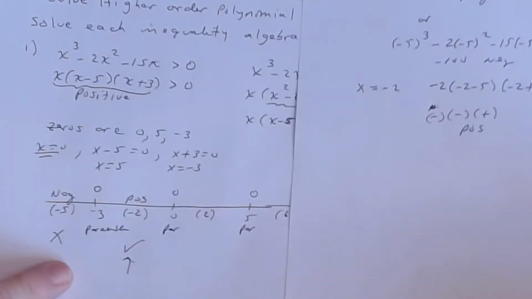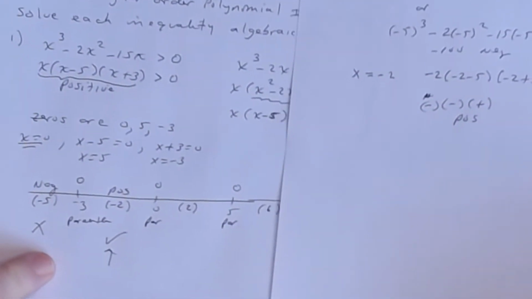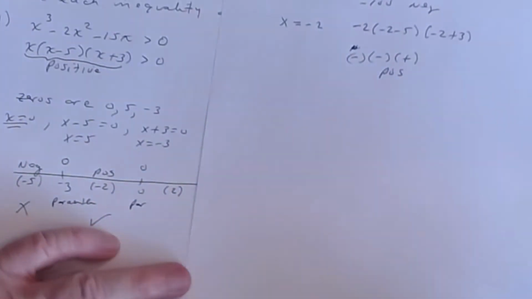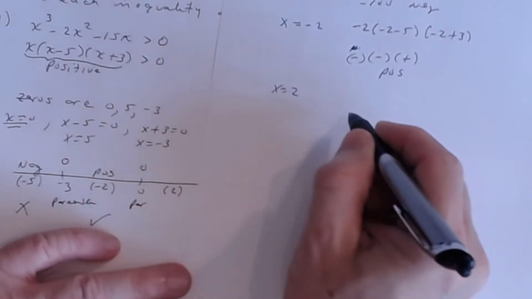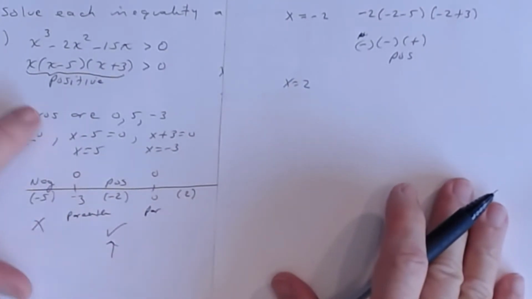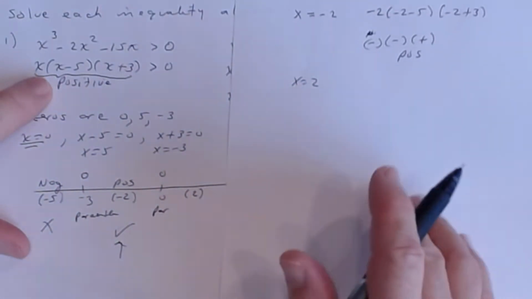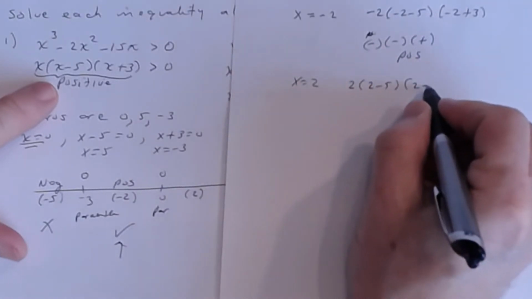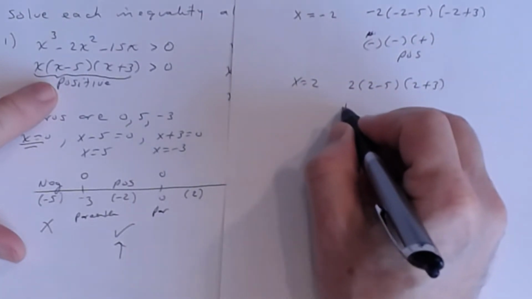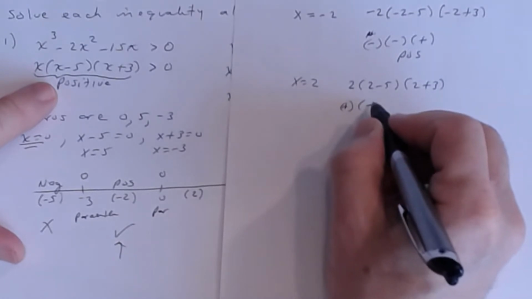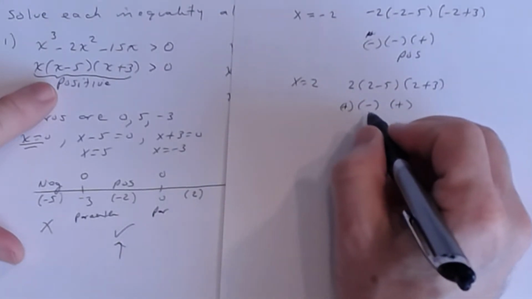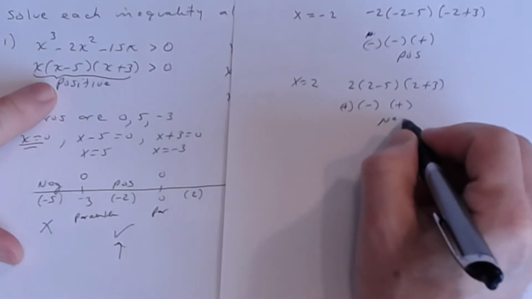So that interval will be a solution. Then you go to the next test point. The next test point is 2, so x equals 2. When I substitute x equals 2 into this factored part, I get 2 times 2 minus 5 times 2 plus 3. So that's positive. 2 minus 5 is negative 3, and then 2 plus 3 is positive. So a positive times a negative times a positive is a negative.